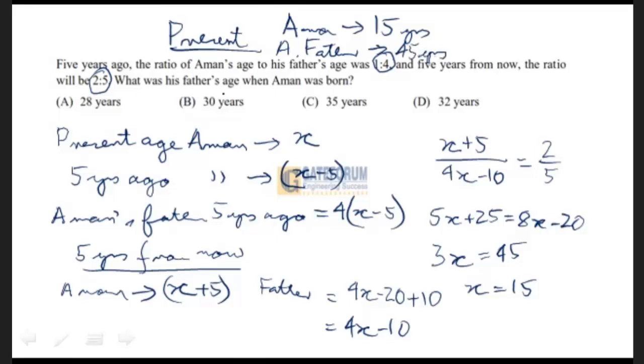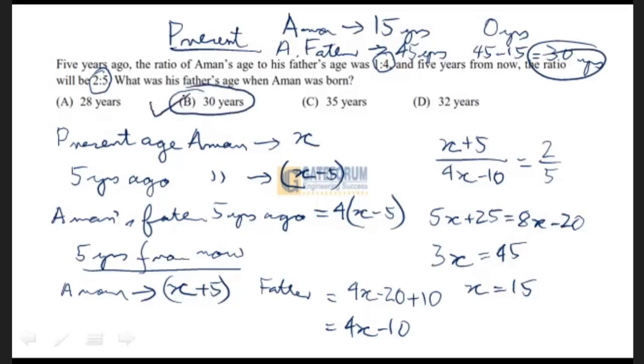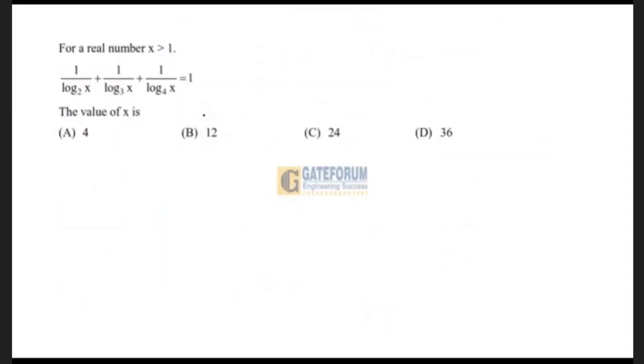So they have asked what was his father's age when Aman was born. So when Aman was born, Aman's age was 0 years. So his father's age would have been 45 minus 15, that is 30 years. So you can say that option number B is the correct option. Okay, let's go on to the next number.